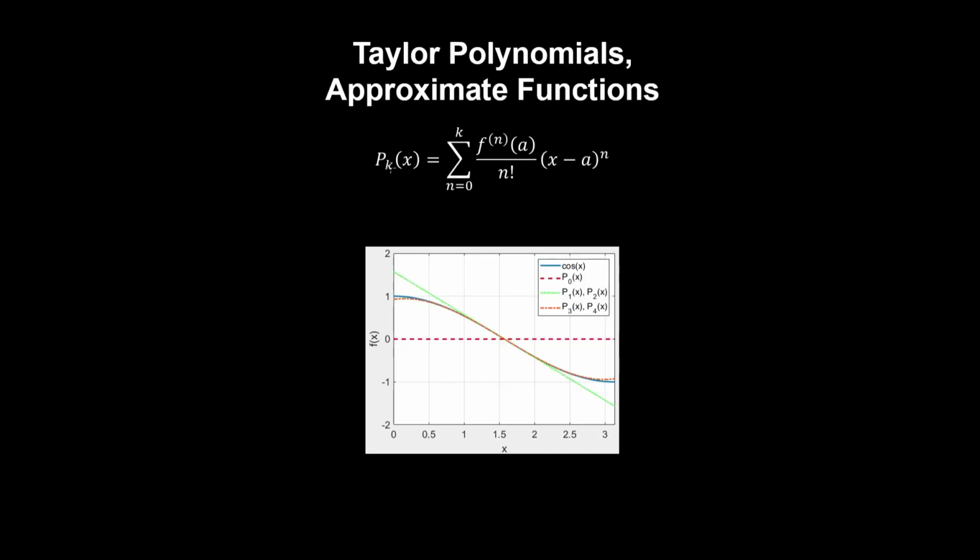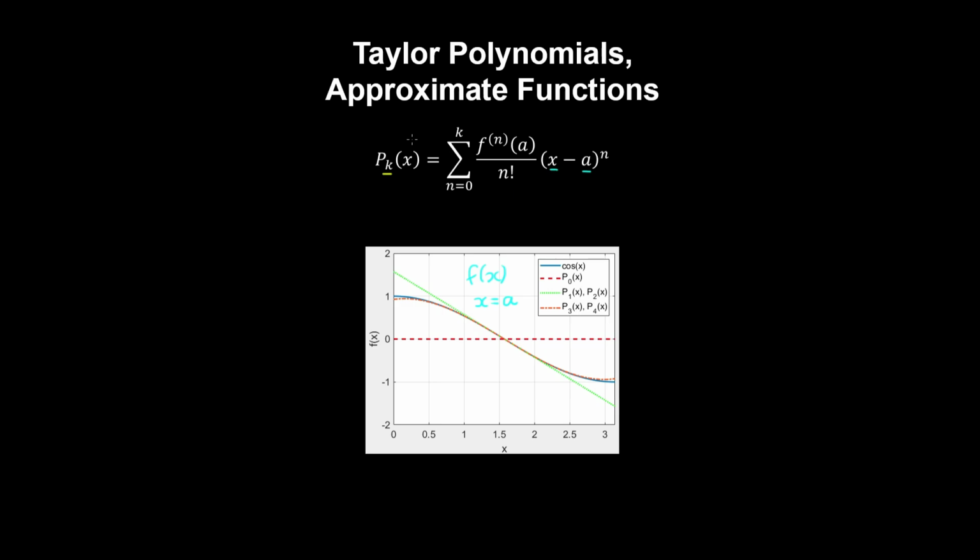A Taylor polynomial with a degree of k can be written as the sum of the derivatives of a function f of x over n factorial evaluated at x equals a, over the factorial of n, multiplied by the difference between x and a to the power of n.